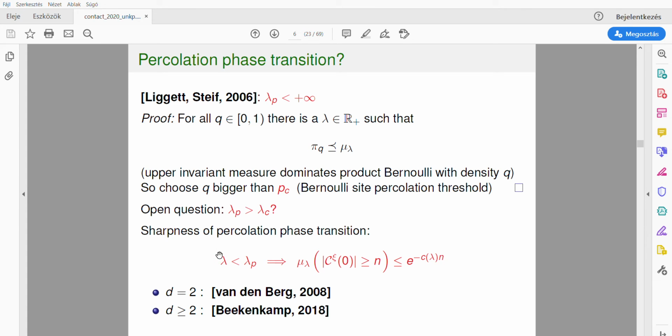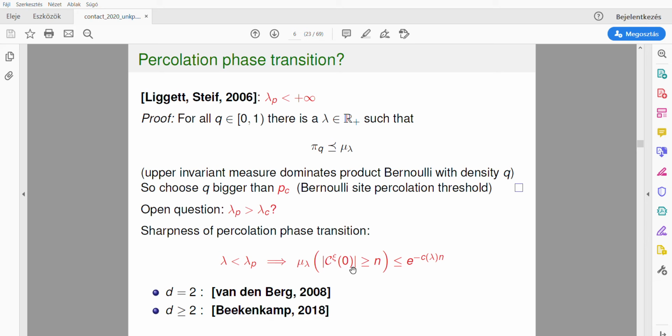So this change in the phase transition is really drastic, because if lambda is less than lambda p, then connected components are kind of small, so their size decays exponentially. But as soon as lambda is greater than lambda p, then of course there is an infinite component, which is completely different. So sharpness of phase transition has been proved in dimension 2 by Rob van den Berg, and for any dimension greater than or equal to 2 by Thomas Bekenkamp. So these are nice results.